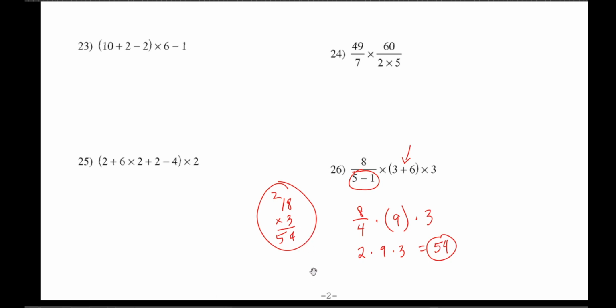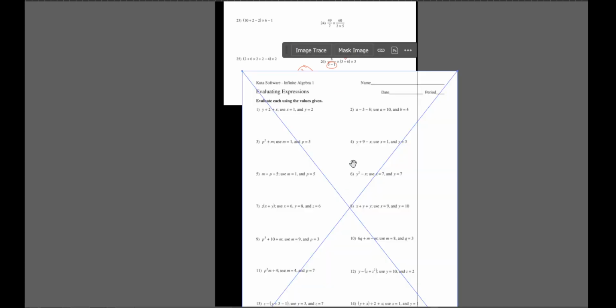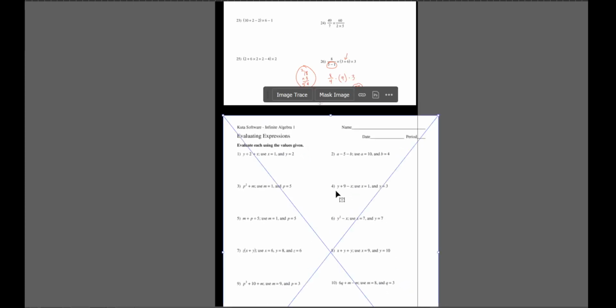All right. So now what I have to do, bear with me for just a second. I got to get that other worksheet on here. It would be this one. So I'm going to put that right there. And let's get it so it fits.